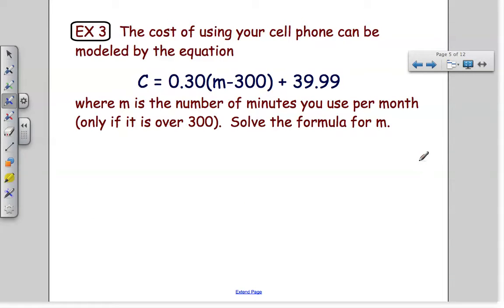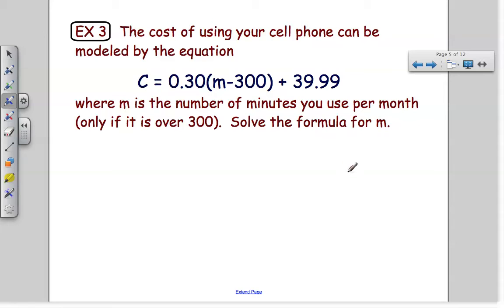One more real-life example here. The cost of using your cell phone can be modeled by this equation where the cost equals 0.30 times a quantity m minus 300 plus 39.99, where m is the number of minutes, m for minutes, that you use per month, only if it's over 300. Solve the formula for m.